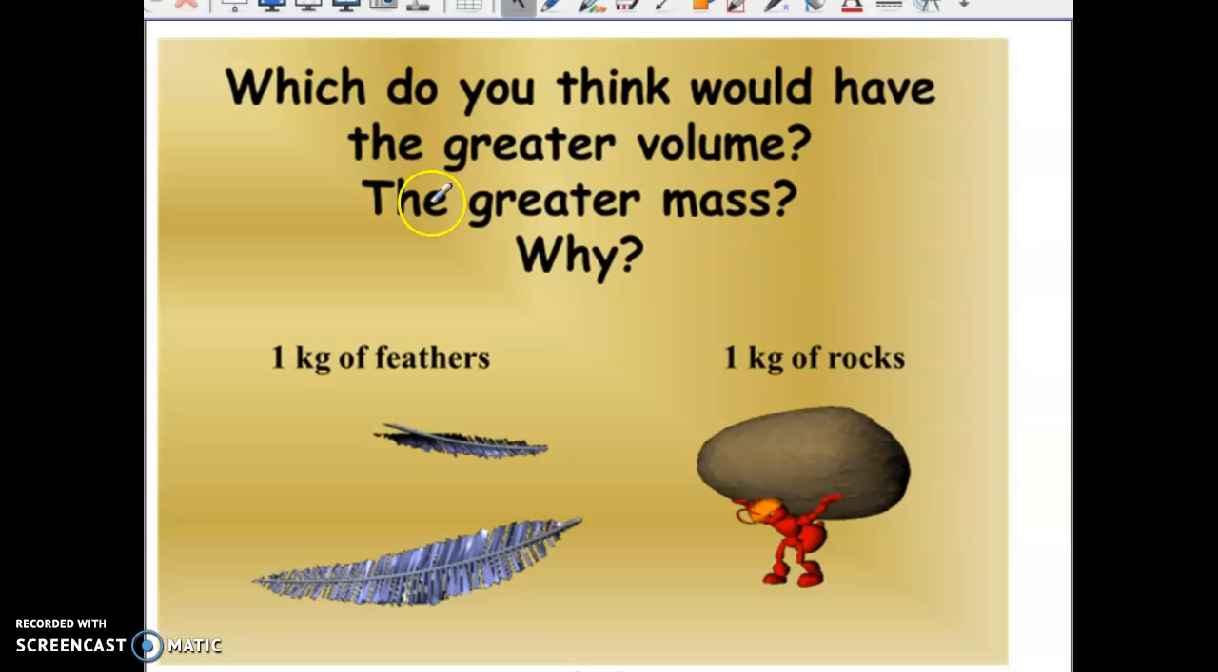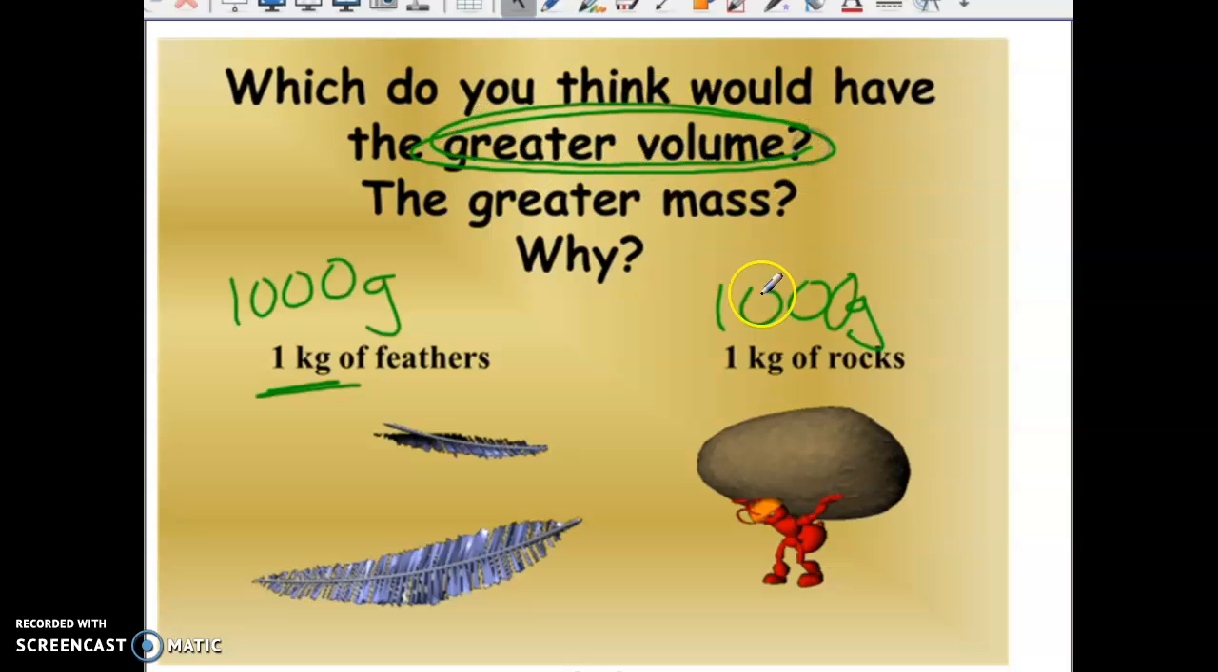Which do you think would have the greater volume, the greater mass, and why? Let's take a look. Let's say you had 1 kilogram or 1,000 grams of feathers versus 1,000 grams of rock. Which one do you think would take up the greater amount of space? Which one would have the greater weight or mass? And why do you think that is the case? Pause the video and ask yourself, of the two, which one would take up the most space? Which one weighs the most? And why?